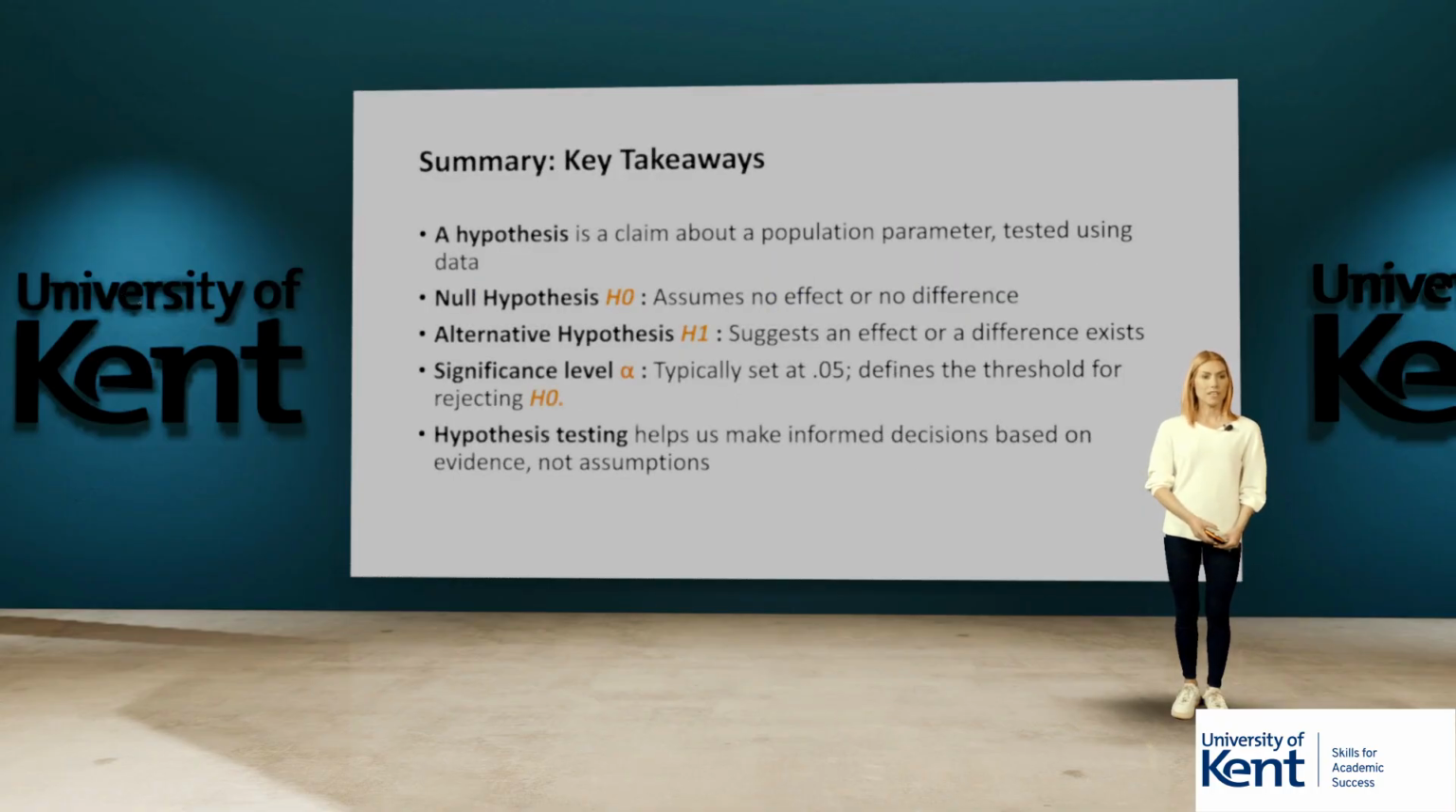To quickly recap the key points, a hypothesis is a claim that we can make about something in a population, and we test it using data. We always start with the null hypothesis, which assumes that there's no effect or difference. The alternative hypothesis suggests the opposite, that there is an effect or difference. We use a significance level, usually set at 0.05, to decide whether the evidence is strong enough to reject the null hypothesis. So overall, hypothesis testing gives us a structured way to make decisions based on data rather than on guesswork.